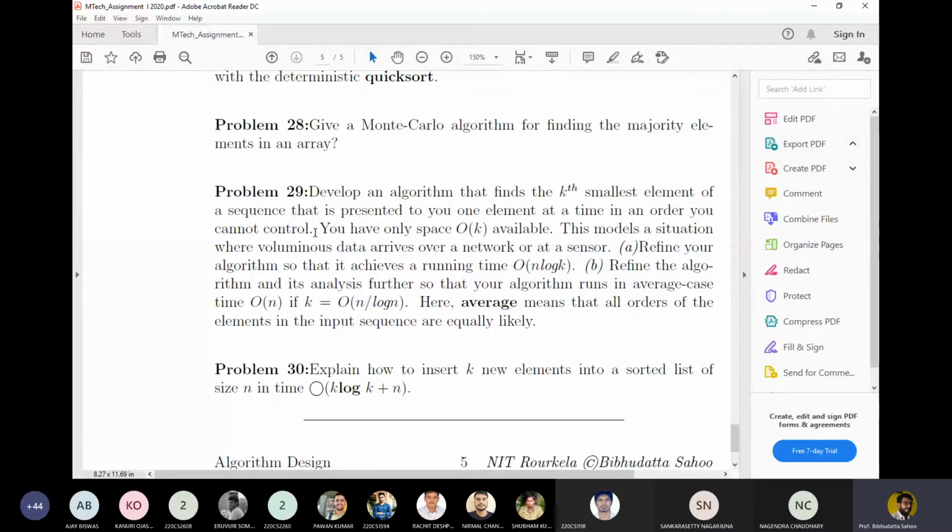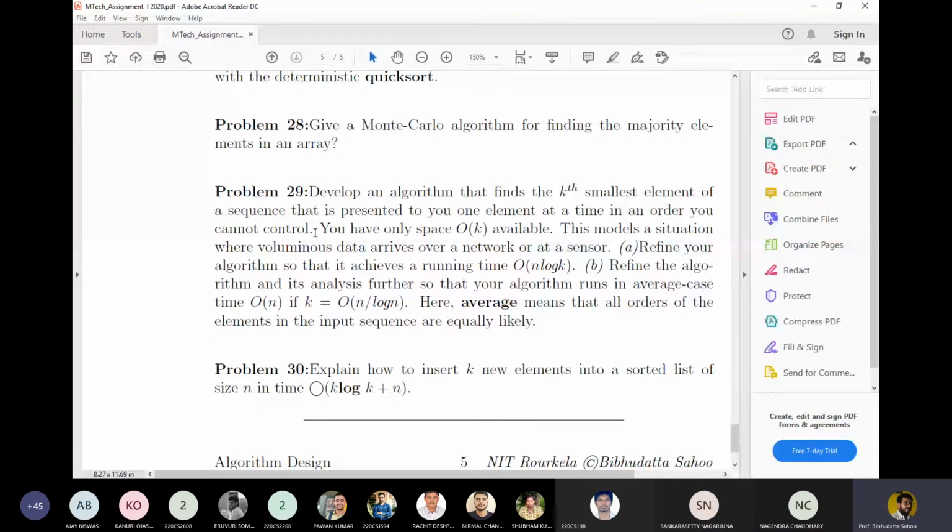Refine the algorithm and analyze it further so that it runs in average case time of order n, if k equals order of n by log n. Here average means all the orderings of the elements in the input sequence are equally likely. I'll be explaining quicksort. I'll write down the recurrence relation of quicksort and how we incorporate the probability of arrival. That means in the way we select the pivot element when there are n elements, we introduce a term 1 by n.